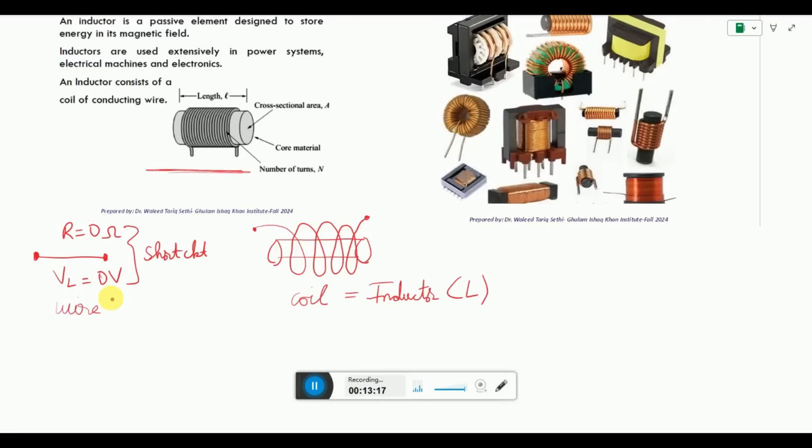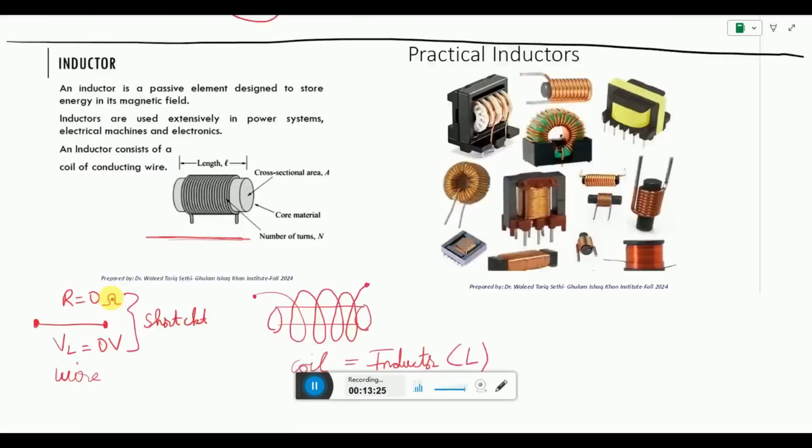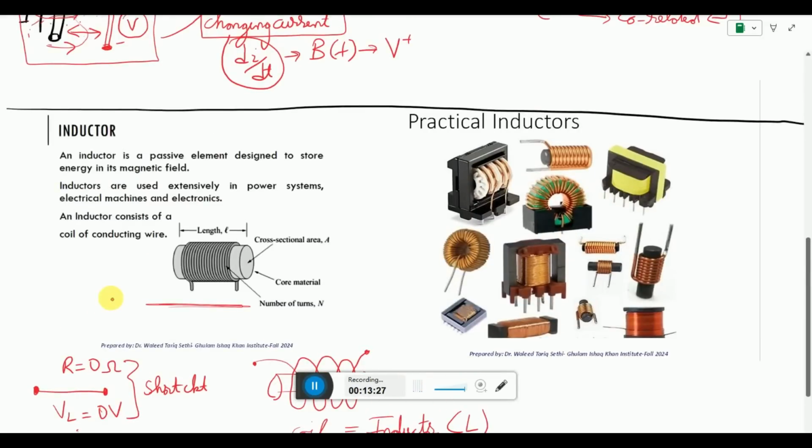So inductors are basically designed from a simple piece of wire, but there are a few conditions which get changed, and we are going to talk about that. So first let us look at this inductor. As I mentioned, inductor is a passive element, and they are basically used in high power systems, electrical machines and electronics, but in our course we are just going to see an introduction of this inductor.